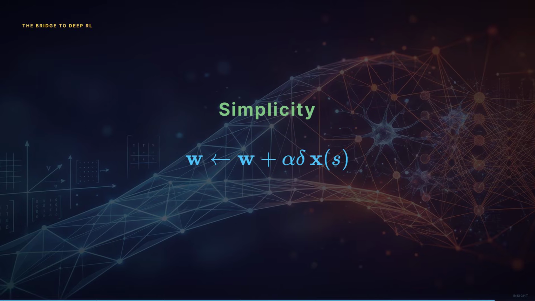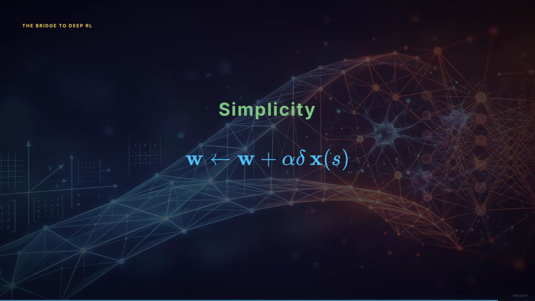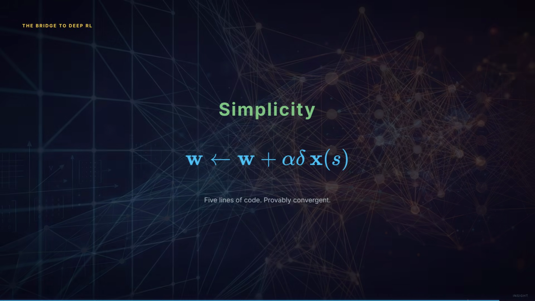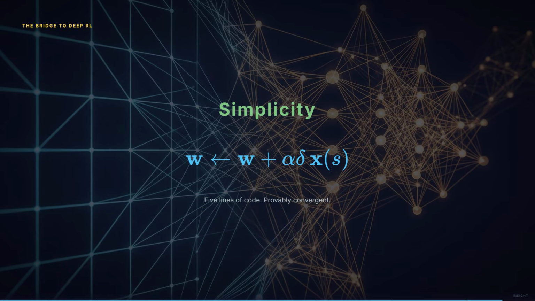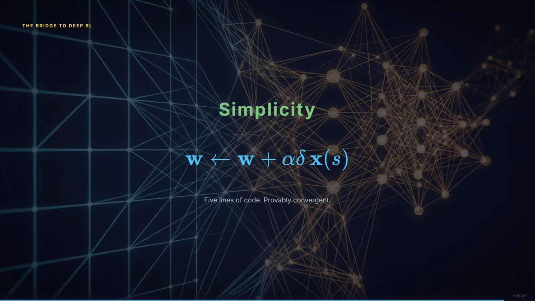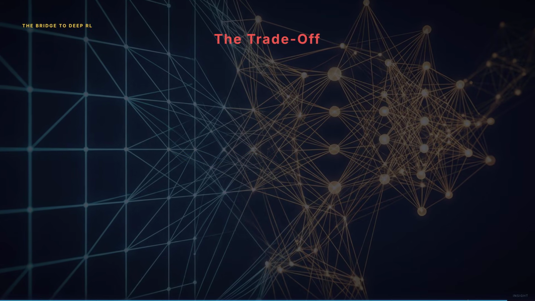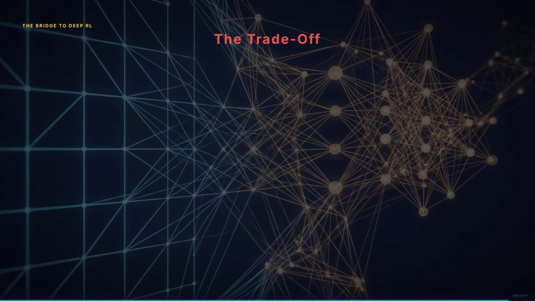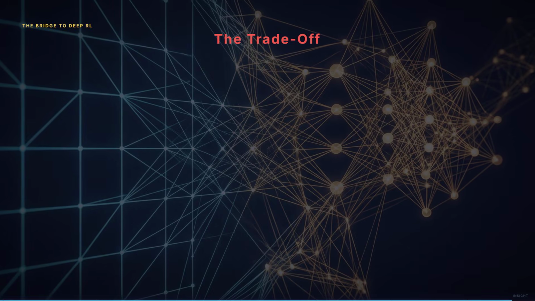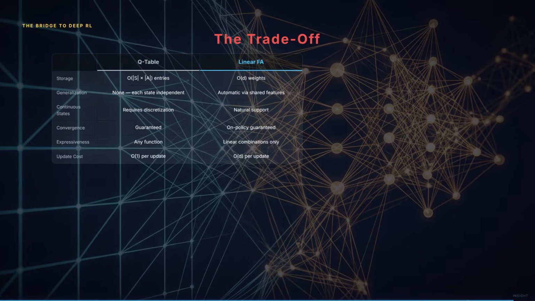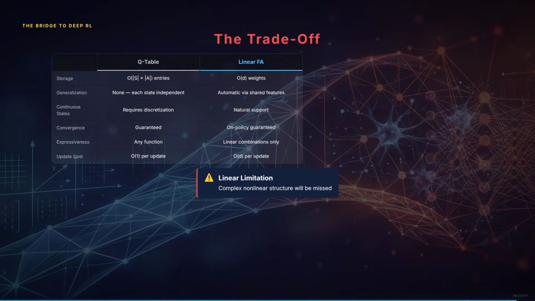Third, simplicity. The update rule is a single line, w plus alpha delta x. The gradient is just the feature vector. You can implement it in 5 lines of code and prove it converges. But there's a trade-off. Linear functions can only represent values as weighted sums of features. If the true value function has complex non-linear structure, linear approximation will miss it.